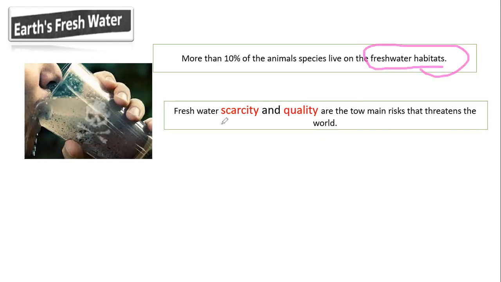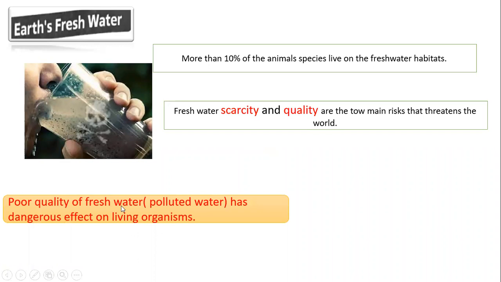Okay. Freshwater scarcity and quality are the 2 main risks that threaten the world. So we have 2 challenges here: scarcity of water and quality of water. يعني دول تهديدين كبار بيهددوا العالم. Scarcity of water معناها ندرة المياه، ان المياه تقل ما نلاقيهاش. Quality معناها جودة المياه. Okay. So next here. Poor quality of fresh water, polluted water, has dangerous effects on living organisms.